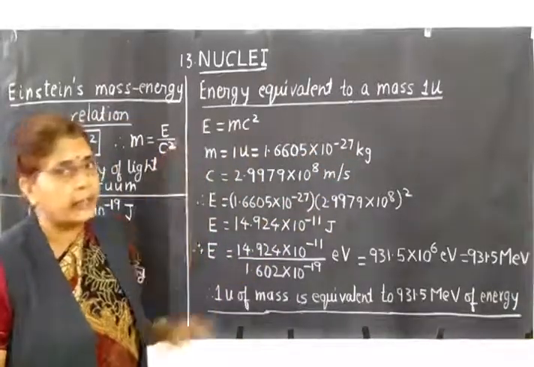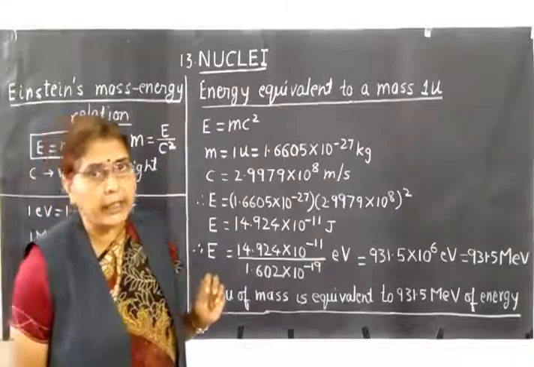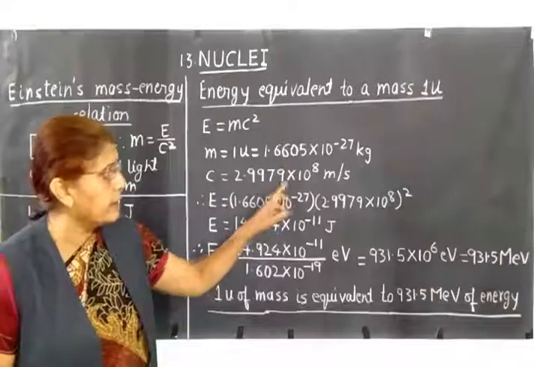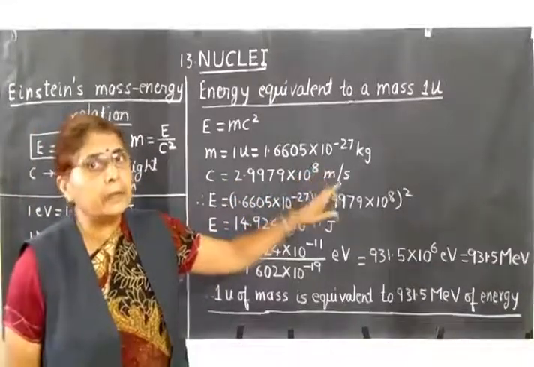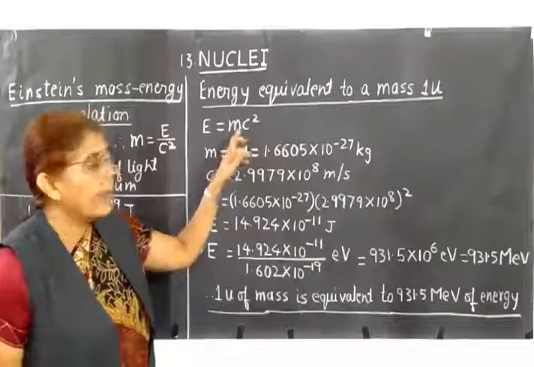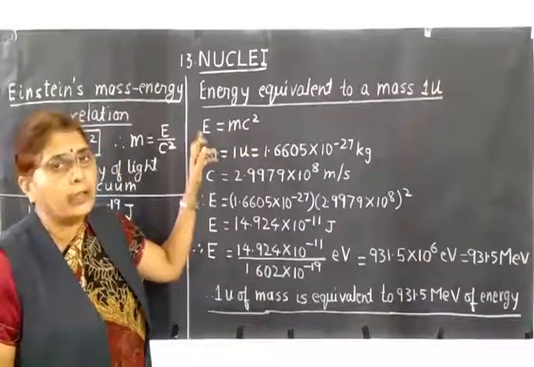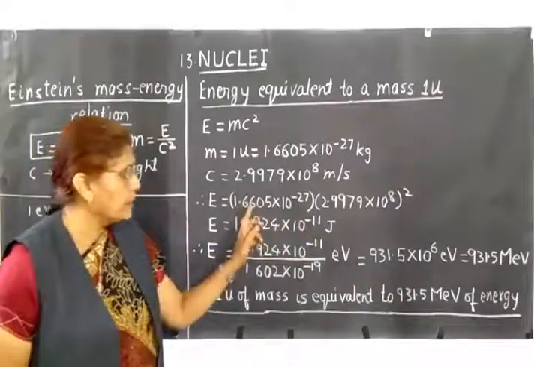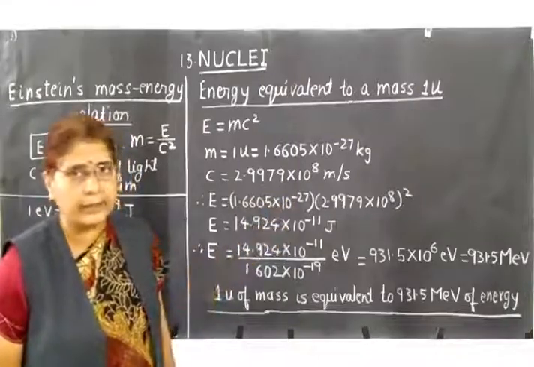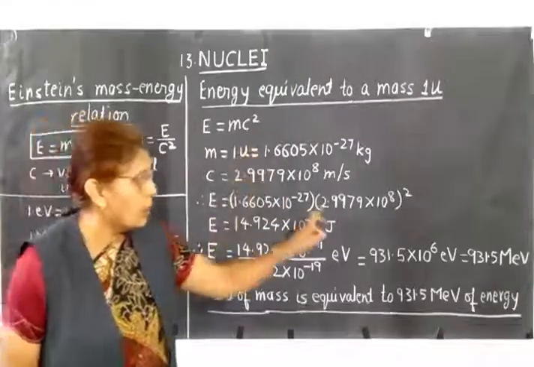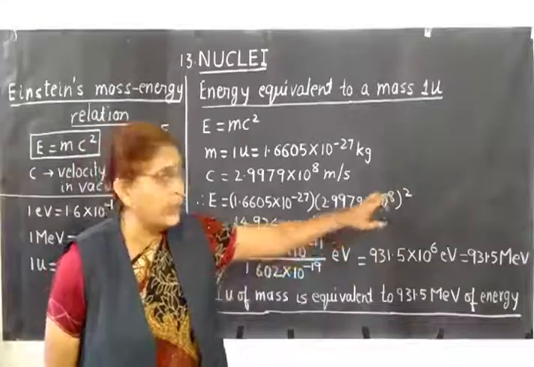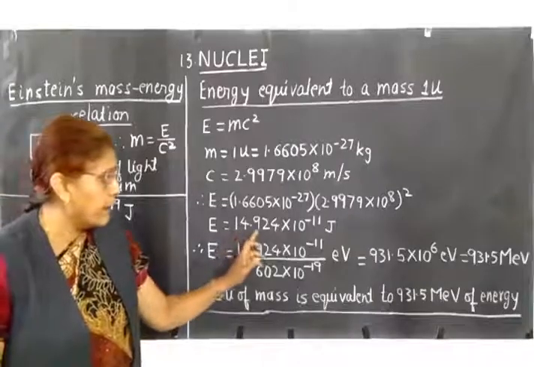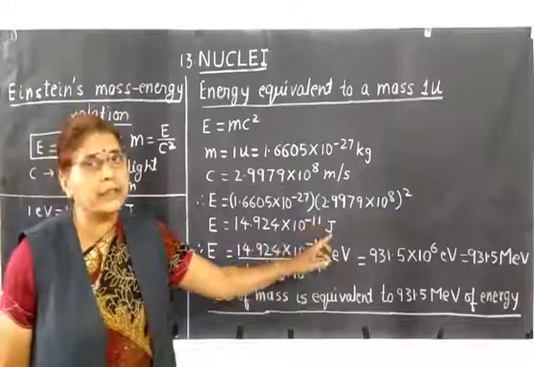The velocity of light in vacuum is 3 into 10 raised to 8. You have to take the accurate value up to 4 digits, so I have taken it as 2.9979 into 10 raised to 8 meter per second. So let us put the value of m and c in this equation and find out the energy. E will be equal to 1.6605 into 10 raised to minus 27 into c square, where c is 2.9979 into 10 raised to 8, whole square. If you simplify this, the value comes out to be 14.924 into 10 raised to minus 11 joules.